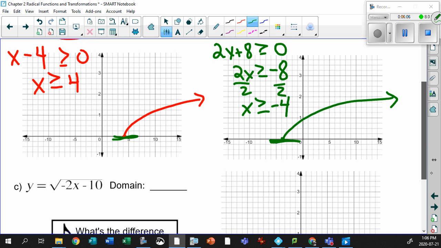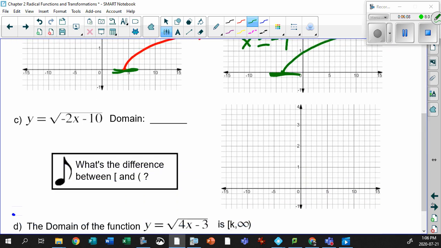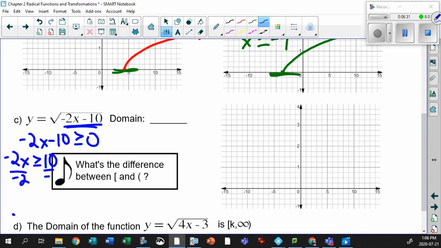Let's take a look at this guy now. This should be interesting. Look at C. C is a little strange because now everything's negative under here. But just remember, negative 2x minus 10 has to be greater than or equal to 0. Okay, solve it. Bring the 10 over. You got minus 2x. It's got to be greater or equal to 10. Divide by minus 2. Divide by minus 2.